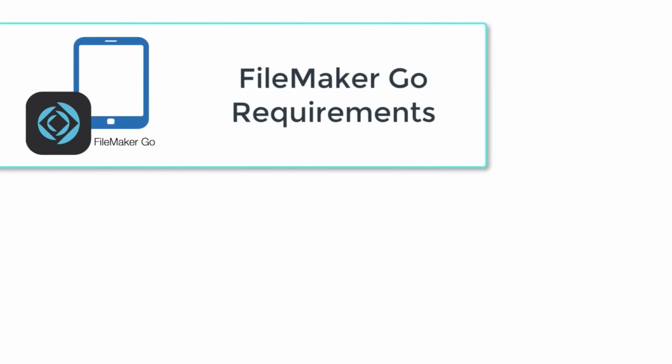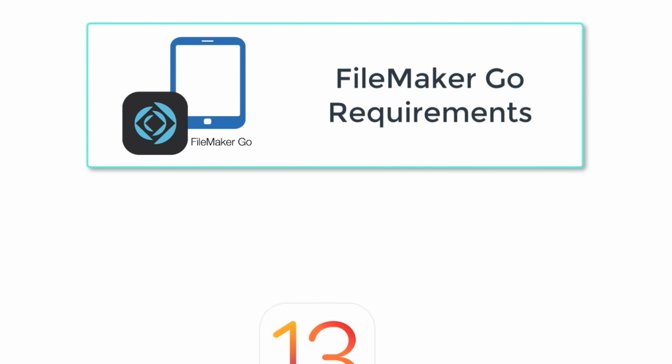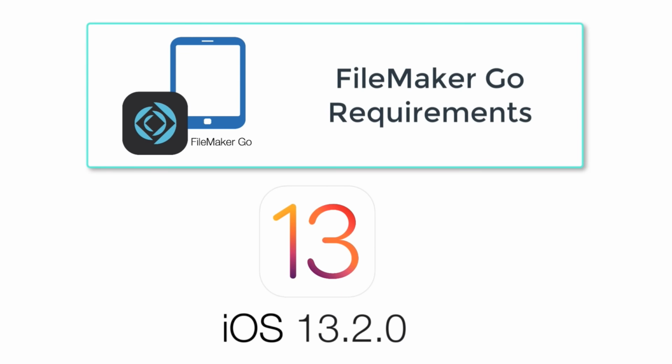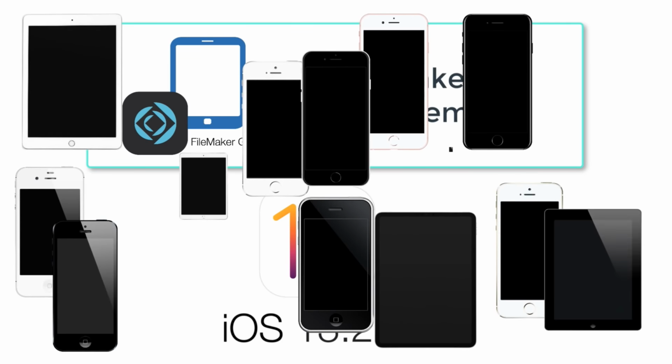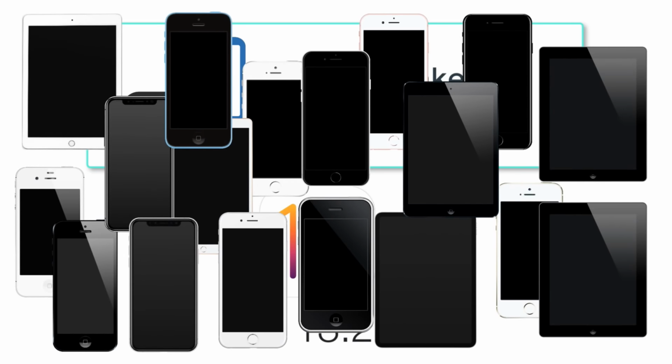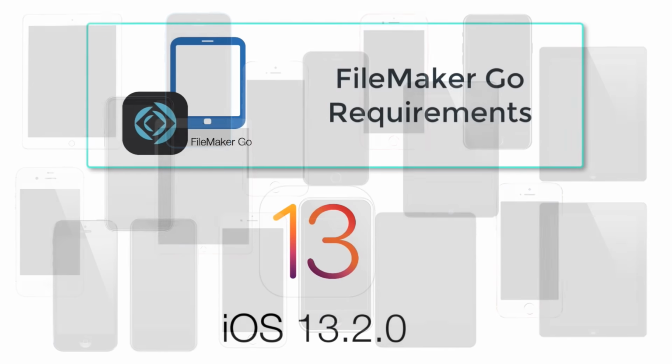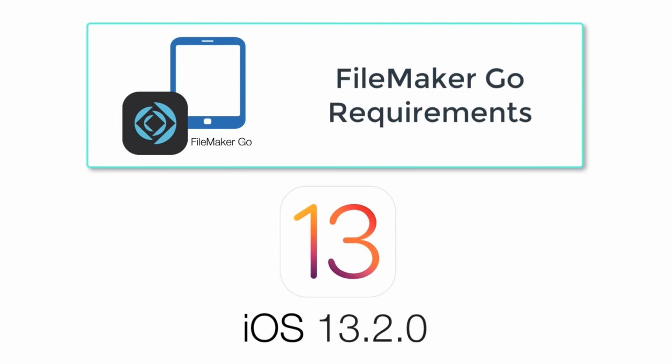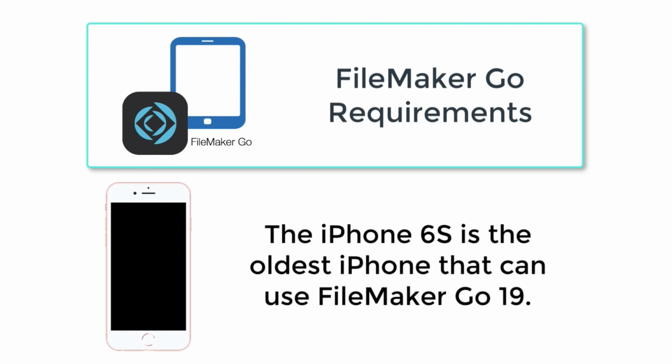If you're running FileMaker Go, you need to have at least iOS 13.2. Now, Apple is very prolific in creating lots of iOS devices. It's a little overwhelming. And so you need to check to make sure you can use at least iOS 13.2. And from my personal experience, I think you have to have at least an iPhone 6S or better on the phone side in order to take advantage of that operating system.